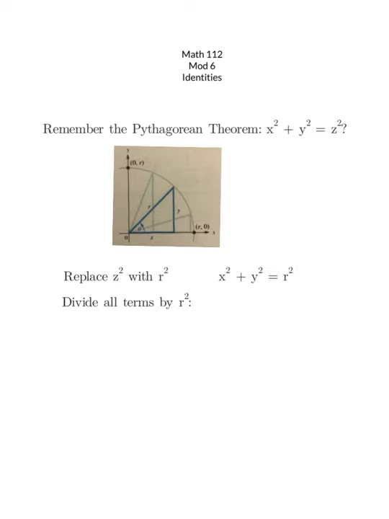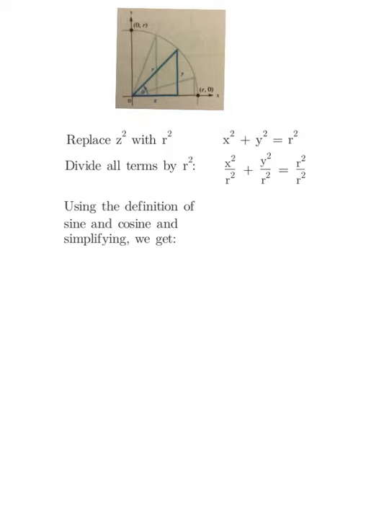The next thing we will do is divide all of the terms by r squared. If we do this division, we now have x squared over r squared plus y squared over r squared equals r squared over r squared. Now, by using the definition of sine and cosine and simplifying, we will get cosine squared of x plus sine squared of x equals 1.